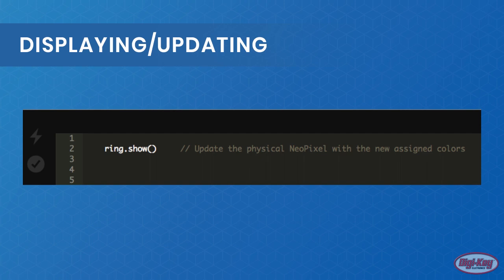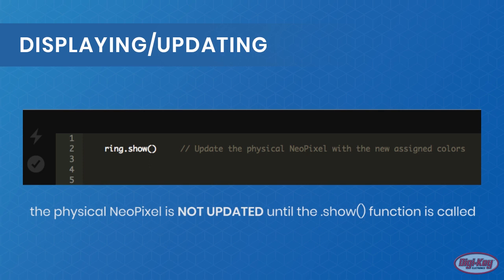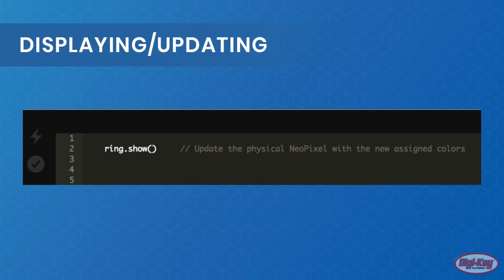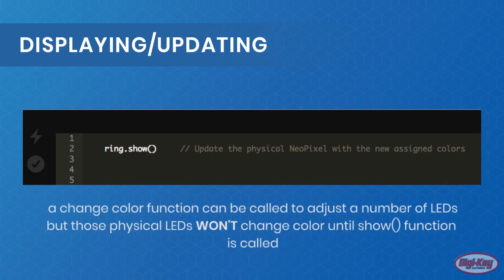Before any functions that change the color of the LEDs are looked at, the updating function show needs to be understood first. During code execution, the LED color states are held inside the NeoPixel object and can be changed at any time, but the physical NeoPixel is not updated until the show function is called. This allows for updates to the NeoPixel to occur after the colors are changed to their desired values, and then all the LEDs are updated in one operation. For example, in the main loop, a change color function can be called to adjust a number of LEDs, but those physical LEDs won't change color until the show function is called.